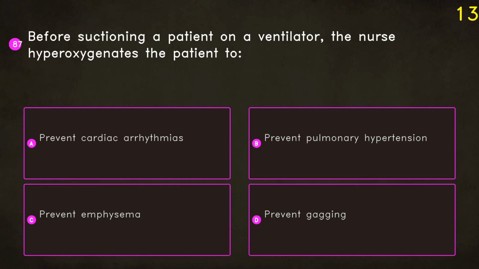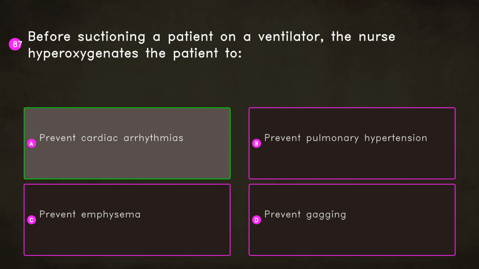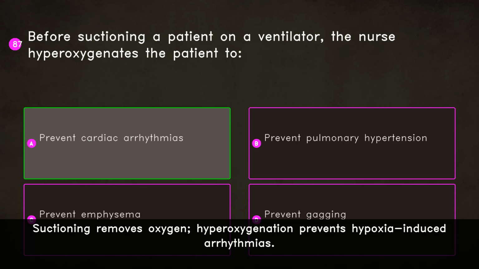Question 87. Before suctioning a patient on a ventilator, the nurse hyperoxygenates the patient to: A. Prevent cardiac arrhythmias. B. Prevent pulmonary hypertension. C. Prevent emphysema. D. Prevent gagging. The correct answer is prevent cardiac arrhythmias. Suctioning removes oxygen. Hyperoxygenation prevents hypoxia-induced arrhythmias.